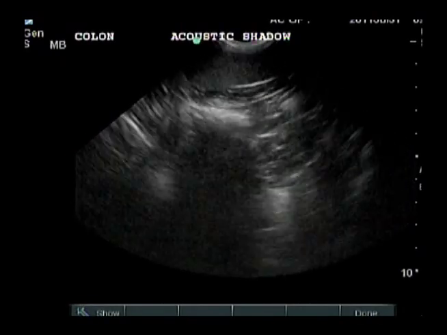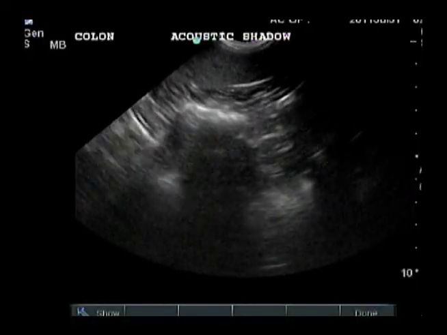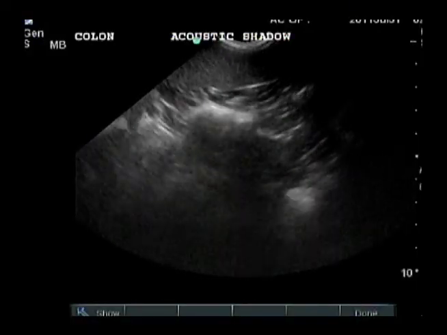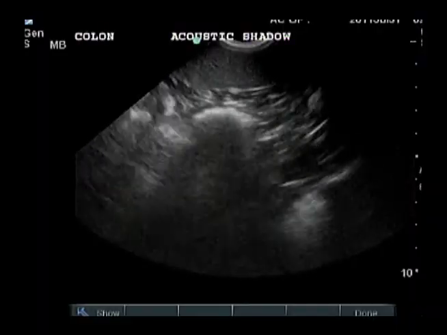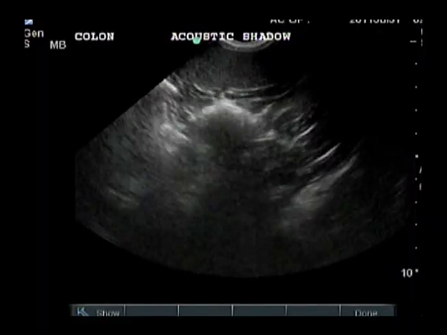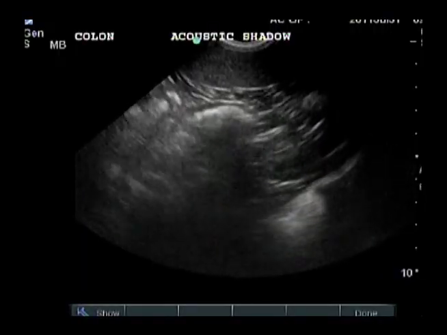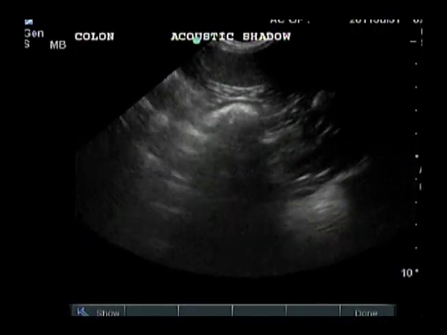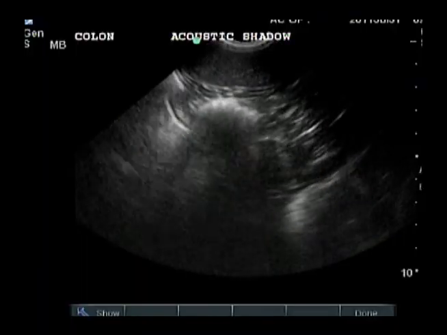Artifacts are things on the ultrasound screen that are not real and usually result from a misinterpretation of data by the ultrasound machine. A few artifacts will be discussed here. Other artifacts will be discussed in later DVDs.